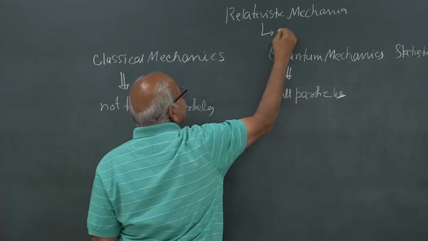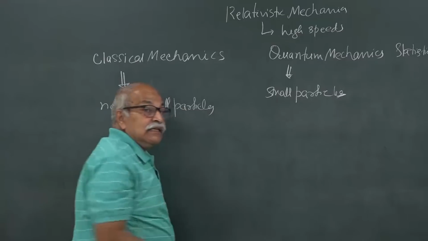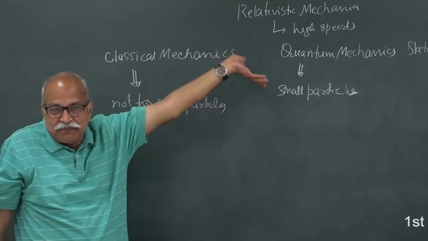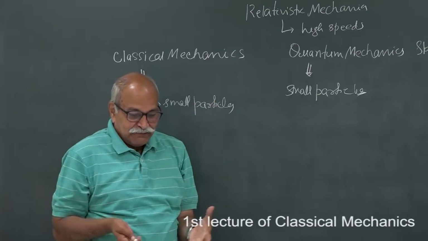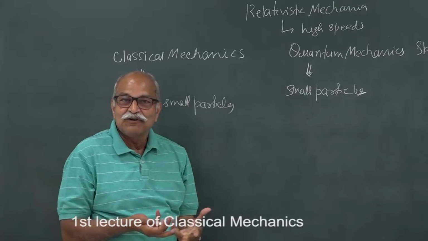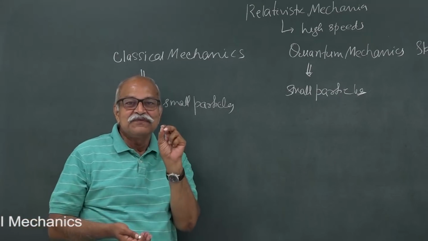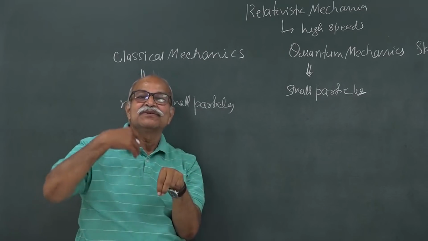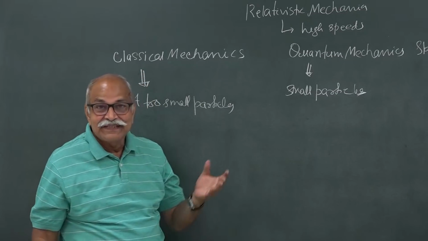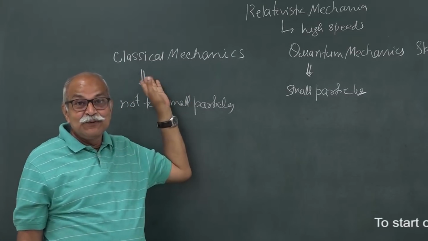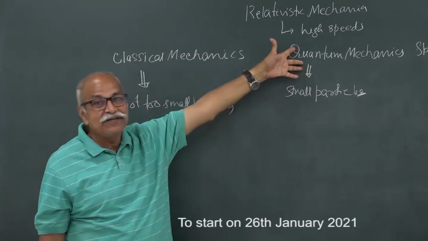This is the one where we talk of high speeds, and not always high speeds. Many times the speeds are not very high, and still you need relativistic mechanics. For example, when you have fission or fusion of nuclear particles, the speeds are not very high. A neutron with a very small velocity enters uranium 238, makes it uranium 239, and then it splits. That does not come under classical mechanics. These rules will not be able to explain all that phenomena. So, you do need relativistic mechanics and quantum mechanics.